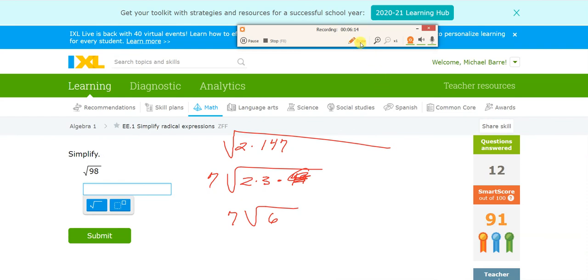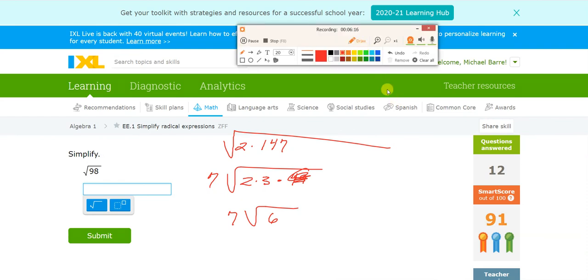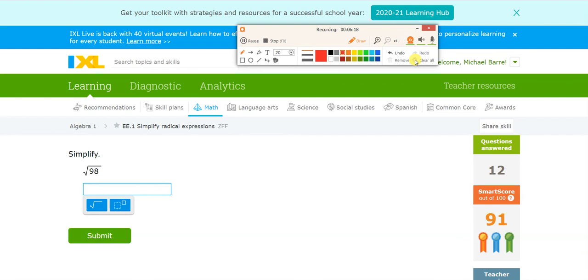98. Where's the challenge in that? Oh, we're in the challenge zone. 98, that's just 2 times 49. Square root of 49 is 7. 7 square root of 2.